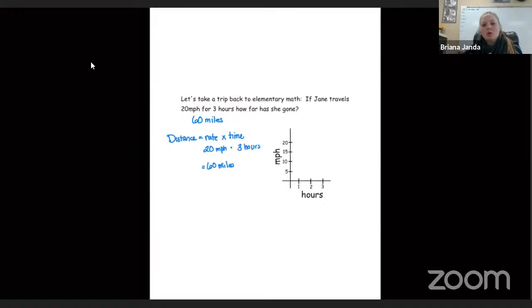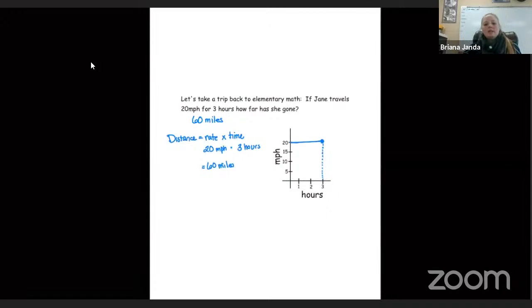What if I were to draw a graph of this? On my graph, you see over here, I've got our x-axis being our units, our hours, and our y-axis being our rate, our miles per hour. She's driving at a constant rate, and a constant rate in a picture would look like a horizontal line. And we're just looking at this up until we get to 3 hours.